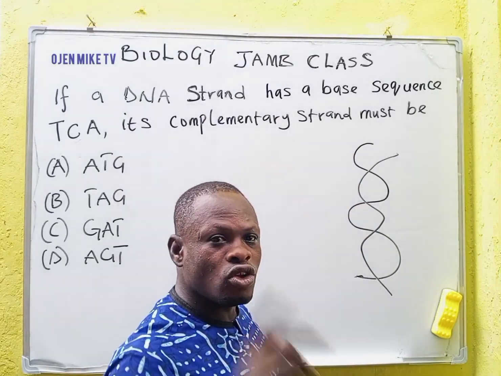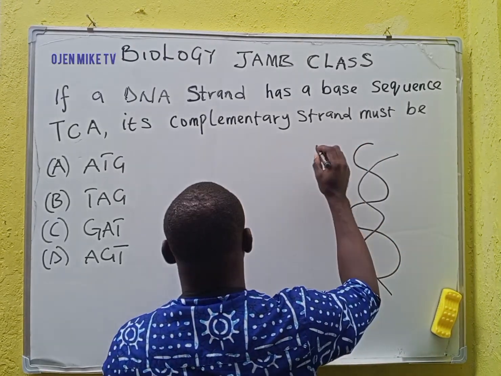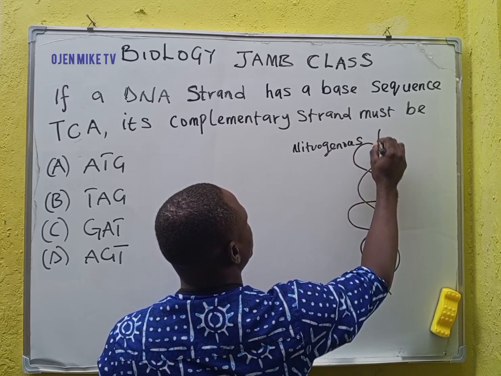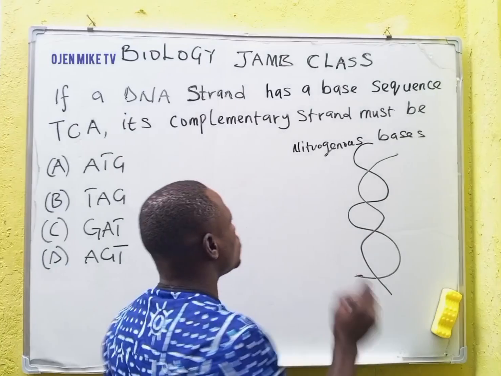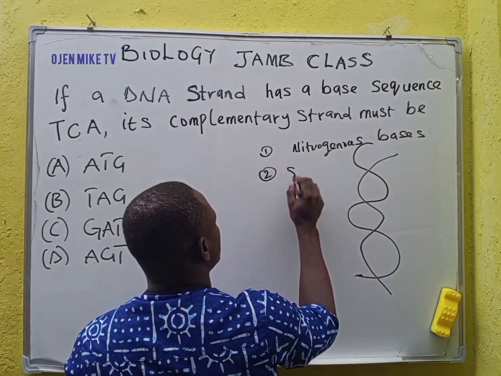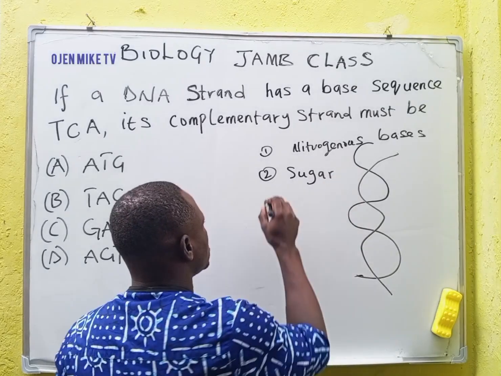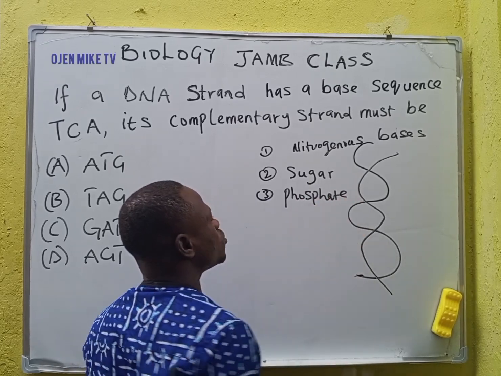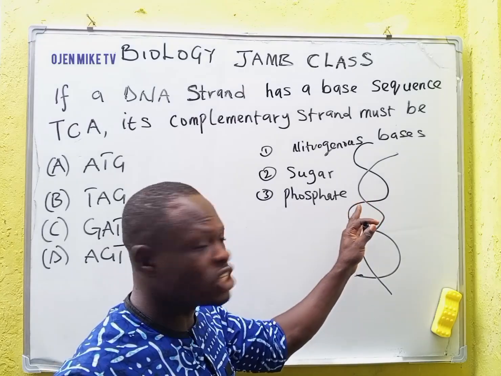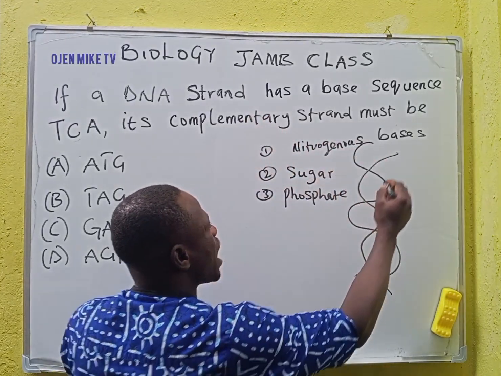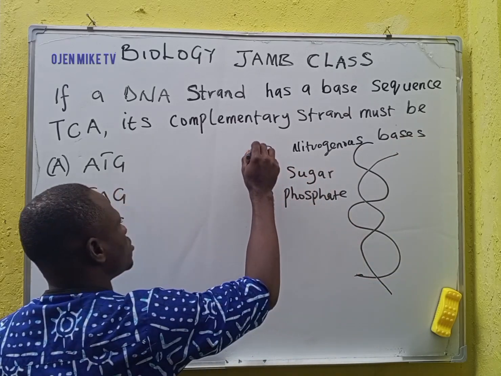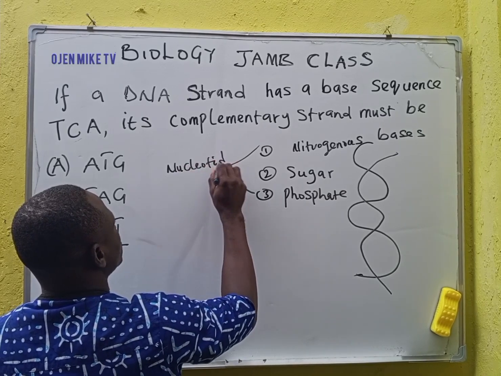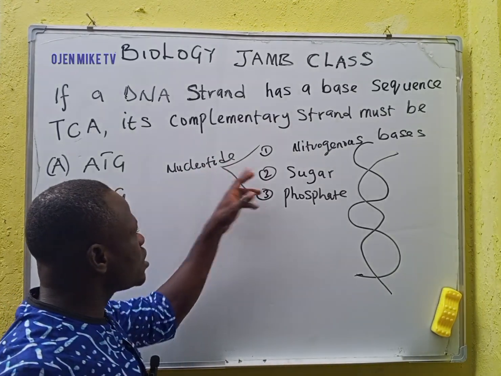Now, there are three things that make up this DNA. Number one is the nitrogenous bases. Number two is the sugar molecule. Number three is the phosphate group. These are the three things that make up the structure of DNA, and they are called a nucleotide.